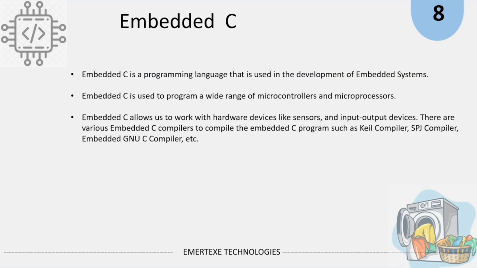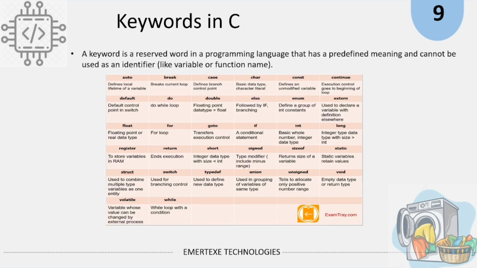What is embedded C? Embedded C is a programming language that is used in the development of embedded systems. Embedded C is used to program a wide range of microcontrollers and microprocessors. Embedded C allows us to work with hardware devices like sensors and input-output devices. There are various embedded C compilers to compile the embedded C programs such as Keil compiler, SDCC compiler, embedded GNU C compiler.